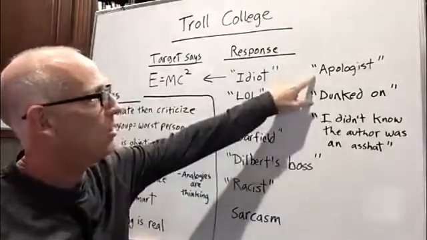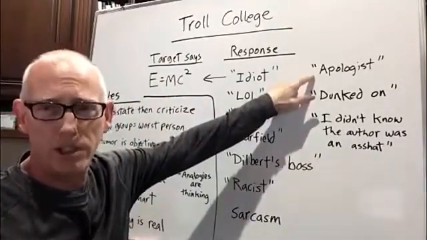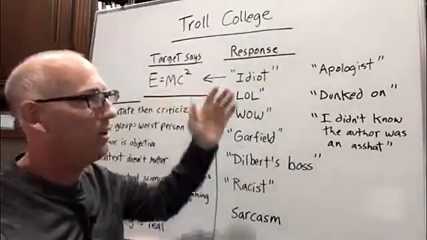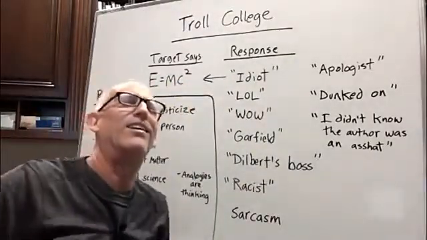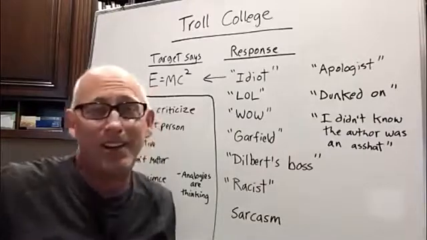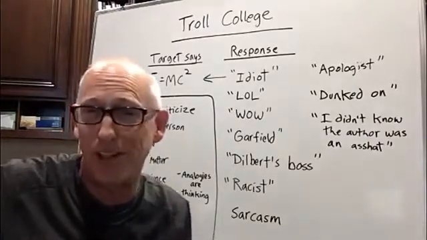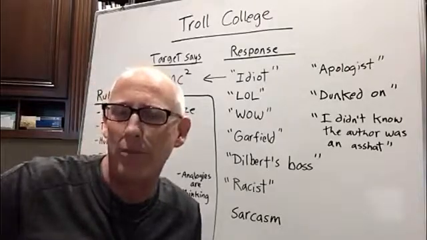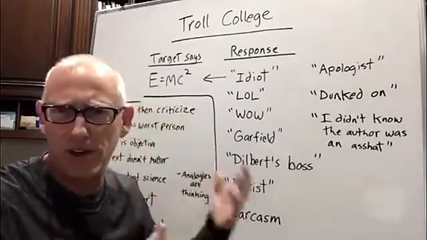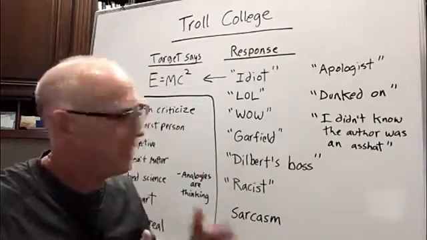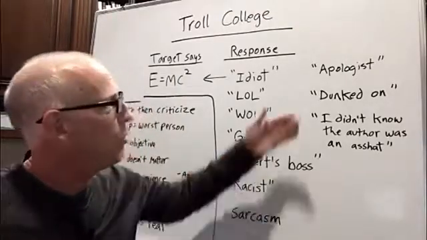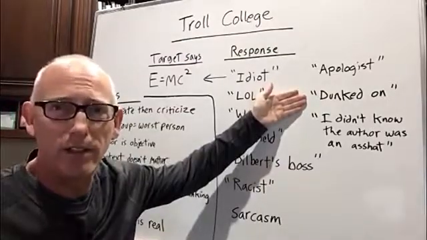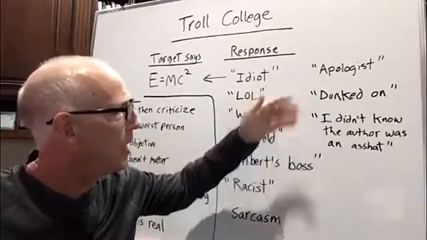Now, you also want to call whoever you're talking to an apologist. So if Einstein says E equals mc squared, you say, oh, there goes the physics apologist again. Now, it doesn't mean anything. And maybe you disagree with physics on other levels, but that's not important. What's important is that you dunked on him. You dunked on Einstein. You dunked him hard.